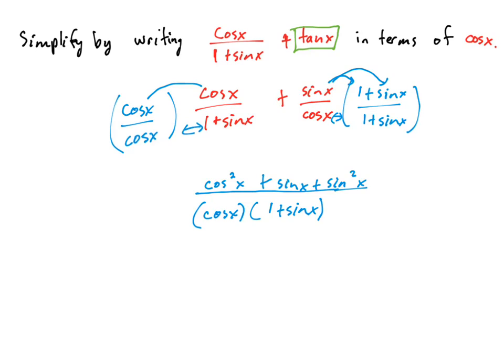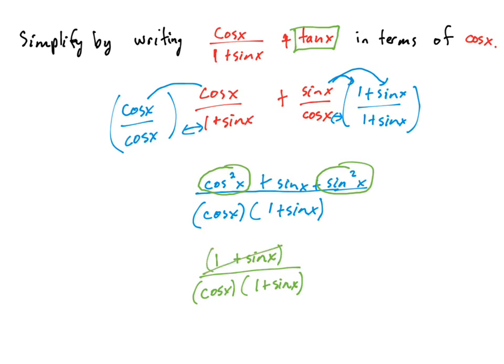Now, as mentioned, anytime we see any of the trig functions getting squared, we can think about one of the Pythagorean identities. So this is cosine squared plus sine squared. That is going to be equal to 1. So in the numerator, we get 1 plus sine of x divided by cosine of x, 1 plus sine of x. Okay? And so what happens here is this expression and this expression are going to cancel. So we end up with 1 over cosine of x. And that's what we want. We've written everything in terms of cosine of x.